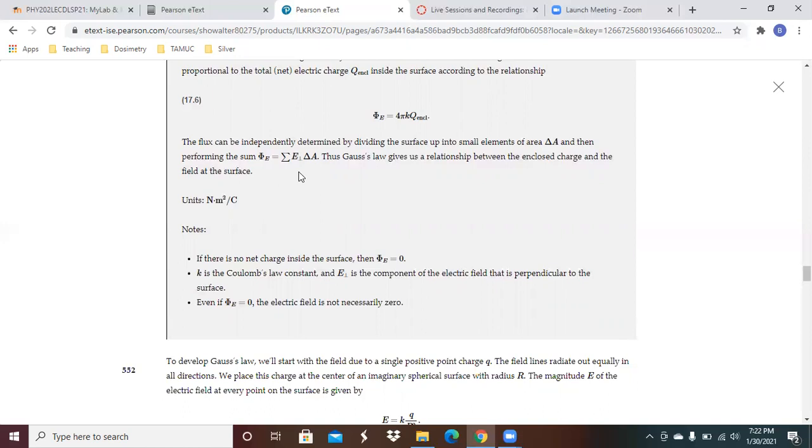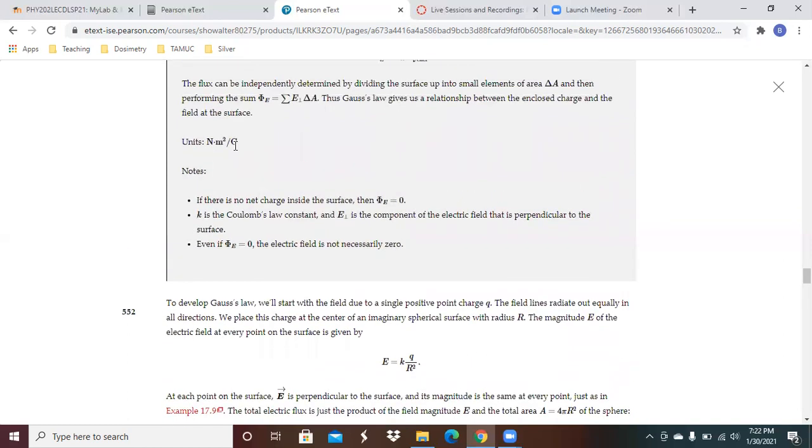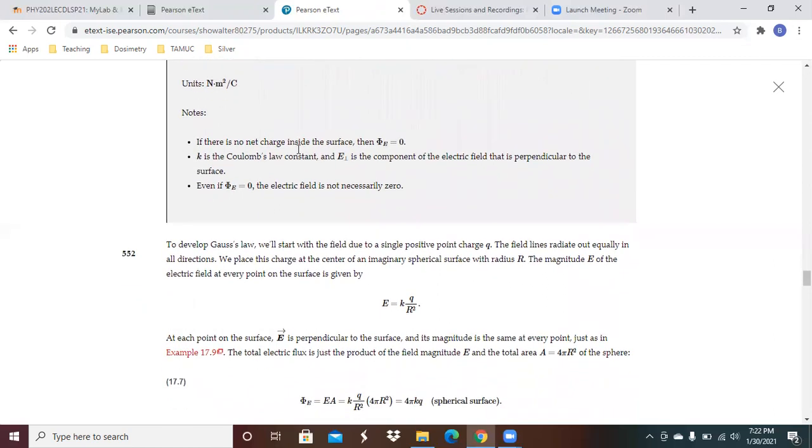So it gives us a relationship between the enclosed charge and the field at the surface. And again, the units here should be the same as what they were before. If there is no net charge inside the surface, then the flux is going to be 0. K is going to be the Coulomb's law constant, and the perpendicular electric field is the component represented with E and the little perpendicular symbol there. Even if the electric flux is equal to 0, the electric field is not necessarily 0.